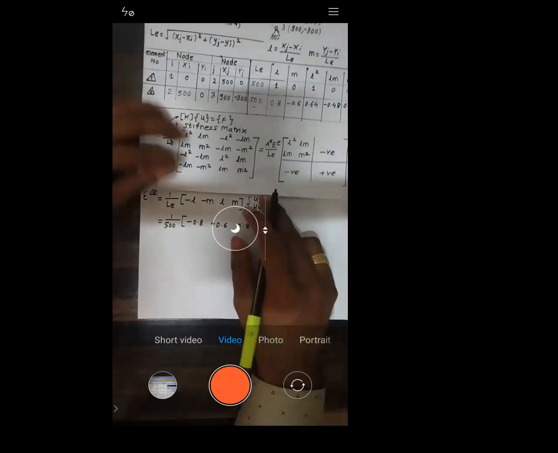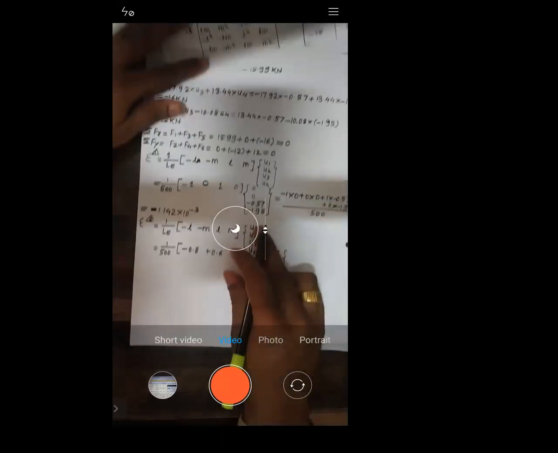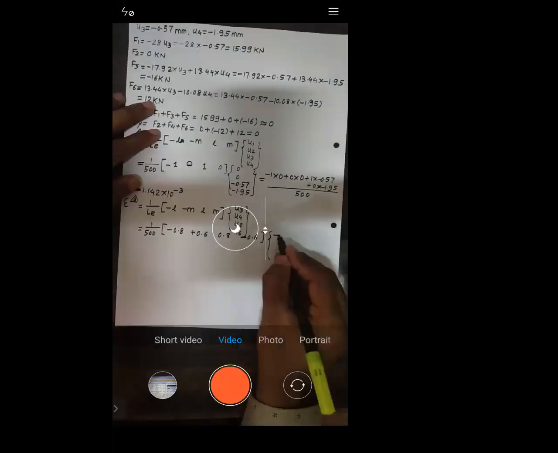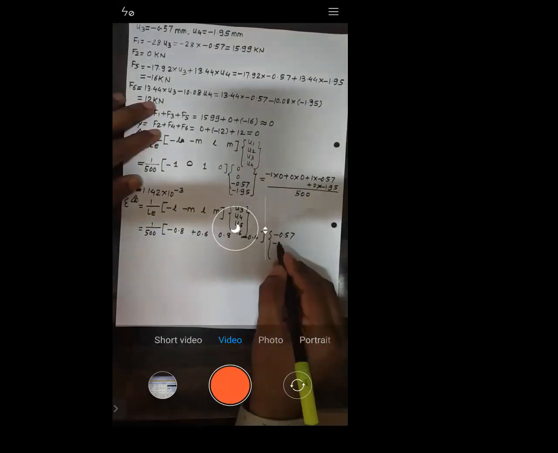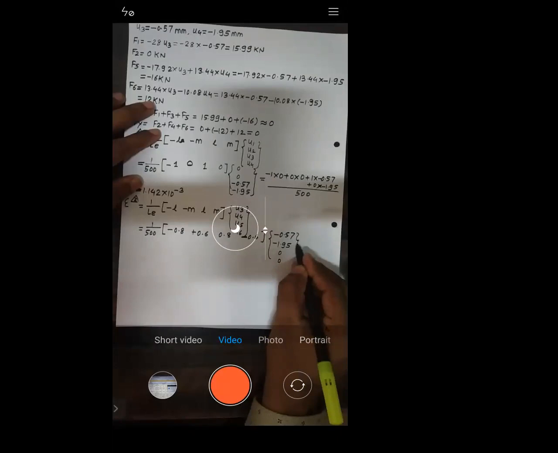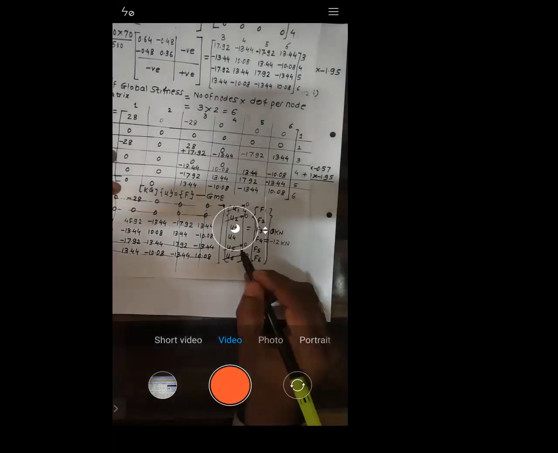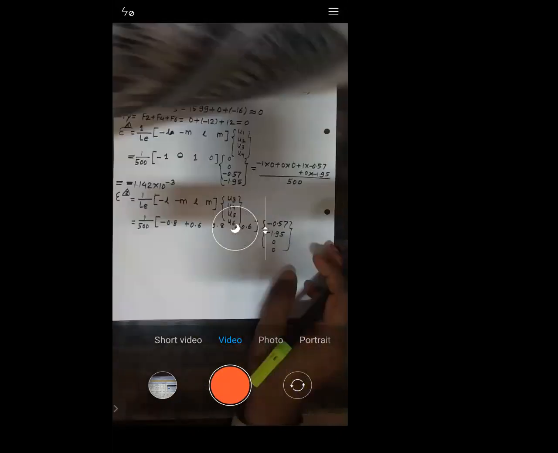What is U3? Minus 0.57. U4 minus 1.95. U5 is 0. U6 is also 0. If you want, you can check it here. You can see U5 and U6 is 0. This is the boundary condition. Right? Now just calculate the value.